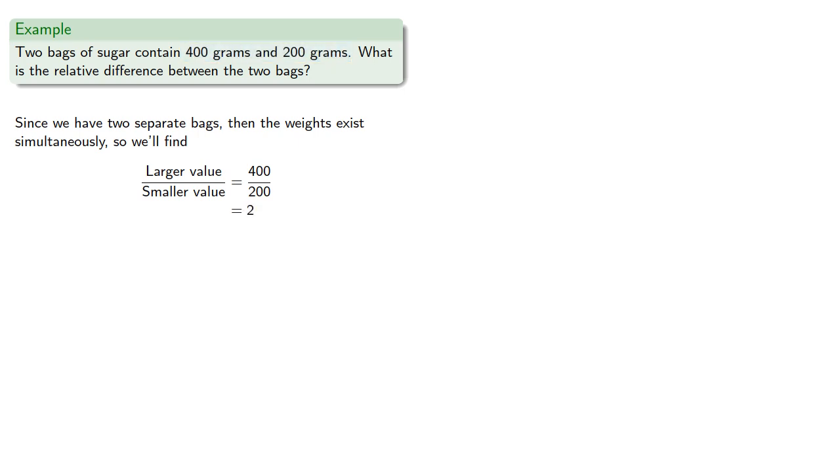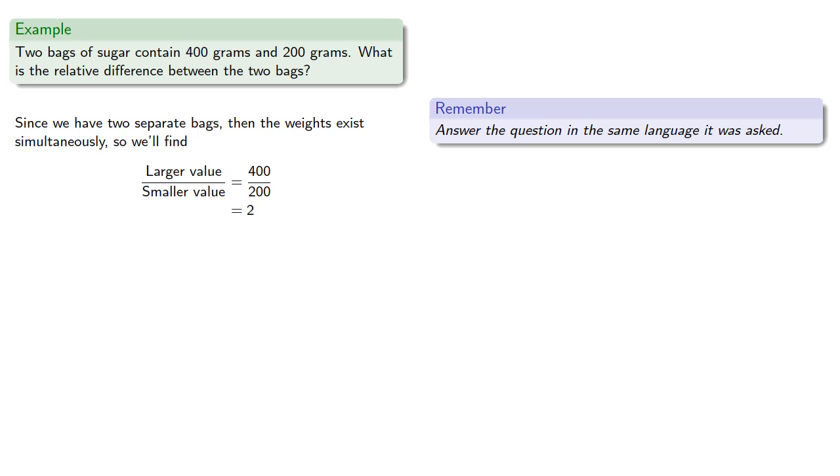The important thing to remember is we should always answer the question in the same language it was asked. Here, the question was asked in English, so a math answer of 2 is not complete. We should say that the larger bag has 2 times, twice, the weight of the smaller bag.